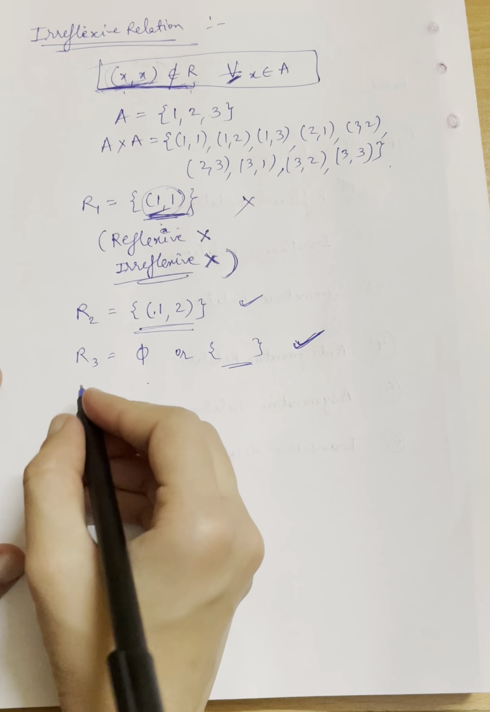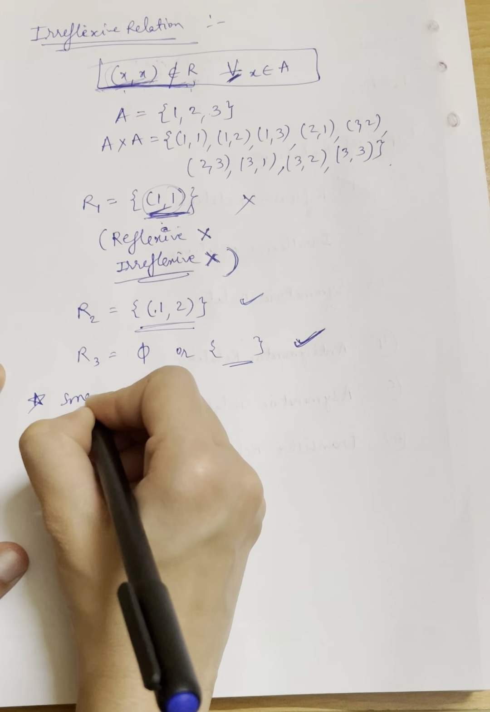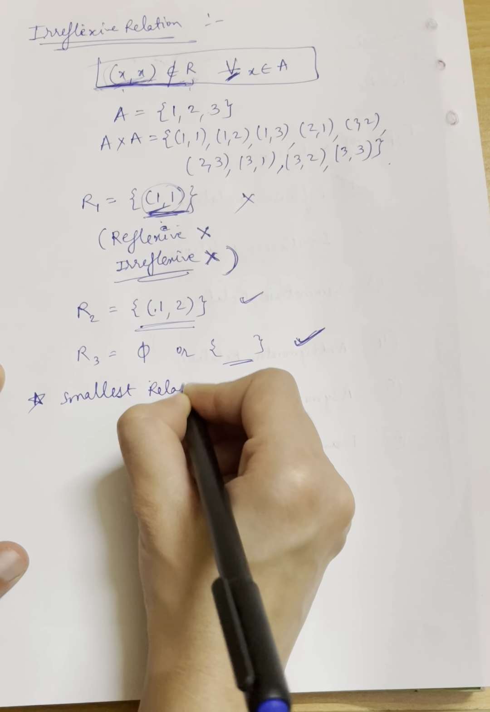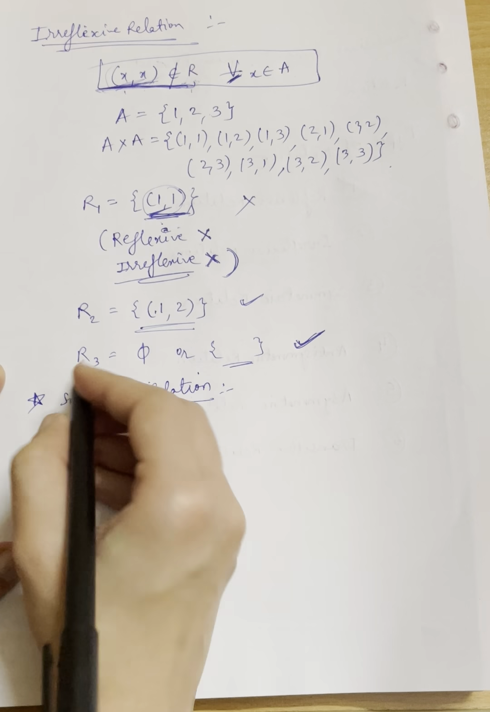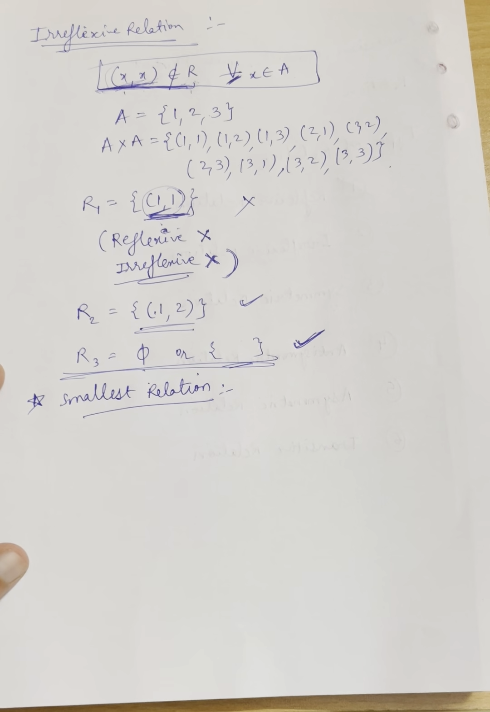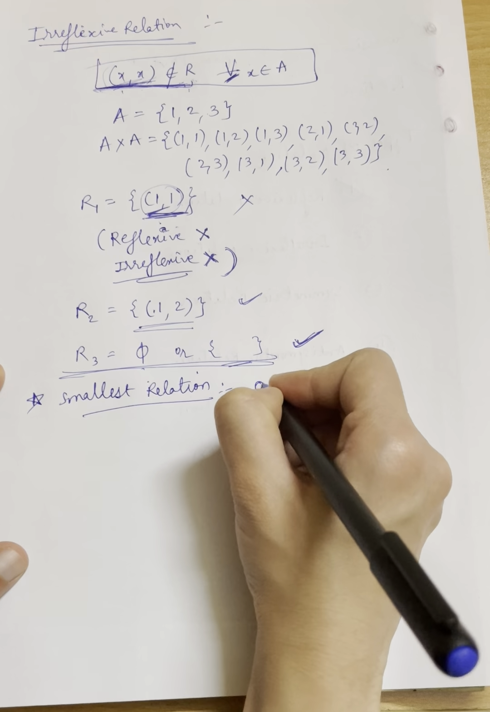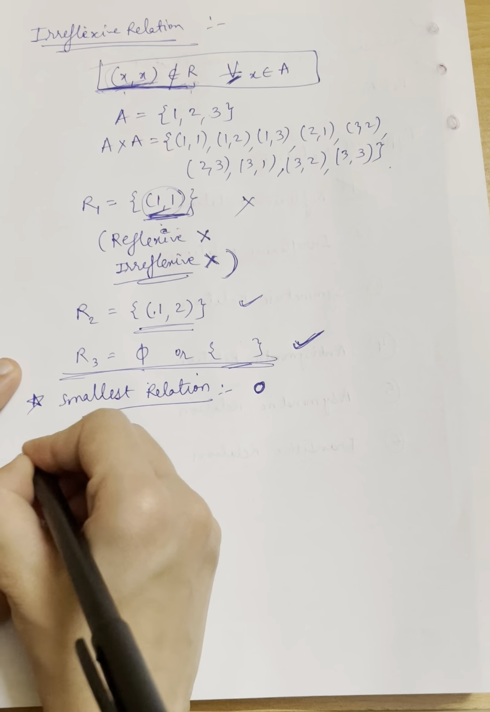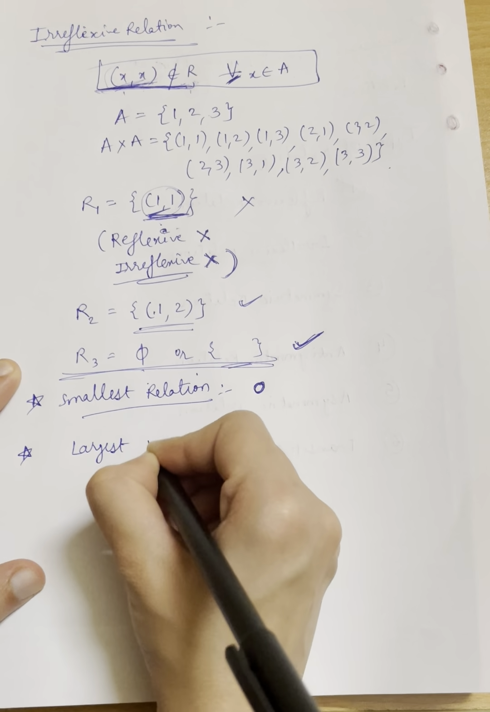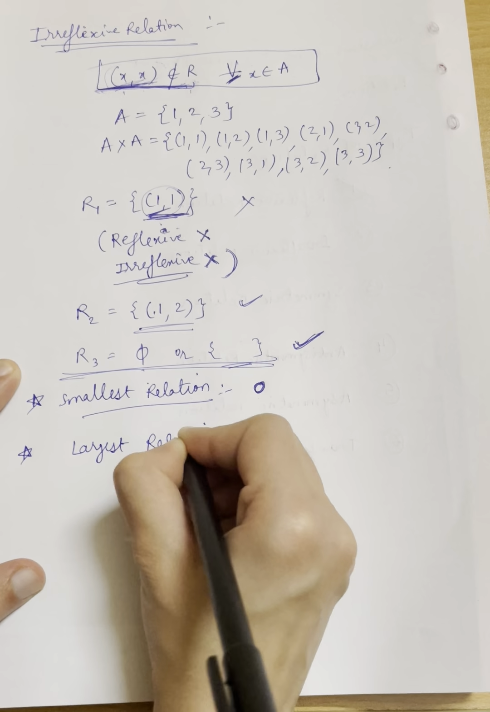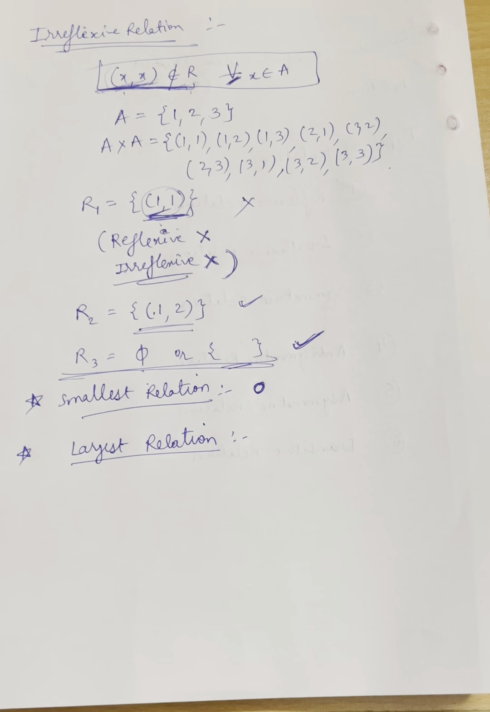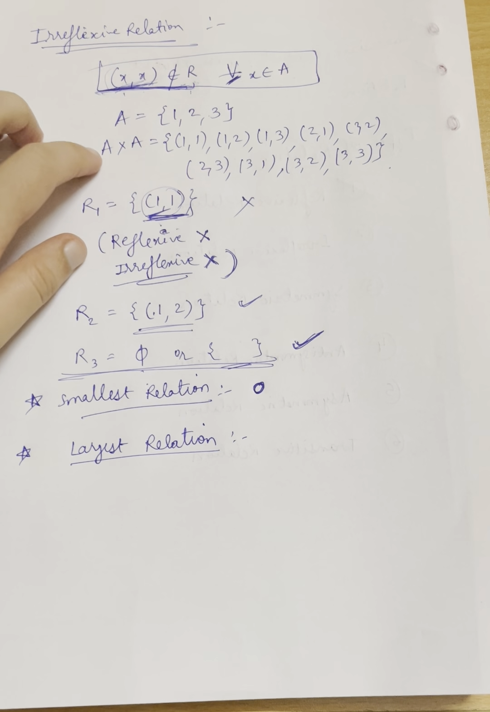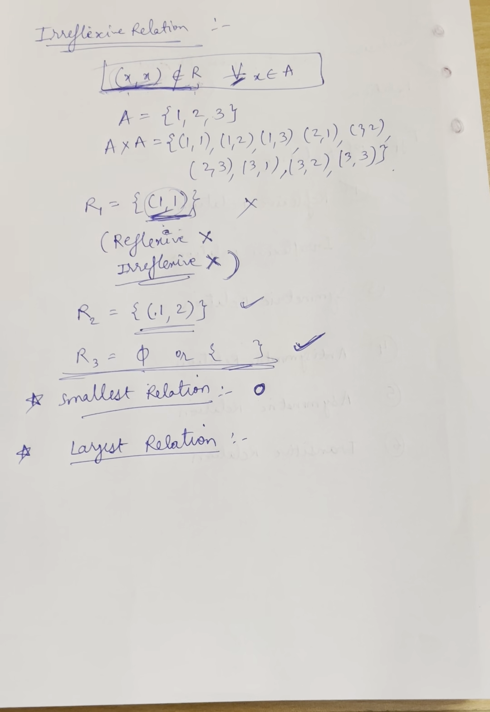Okay, now the same question. The first question is the smallest relation which is irreflexive, and its cardinality. We already discussed that: it is phi, the empty set, which has cardinality 0. So phi is irreflexive, and that is the smallest relation. Now if someone asks for the largest relation which is irreflexive, focus on the Cartesian product. Is the Cartesian product an irreflexive relation? No.